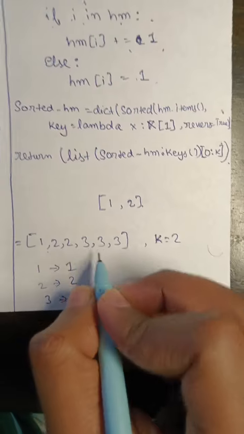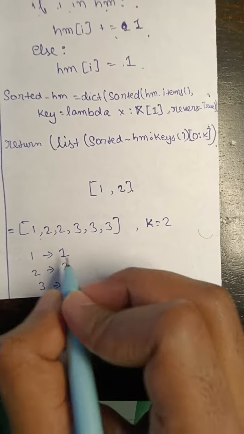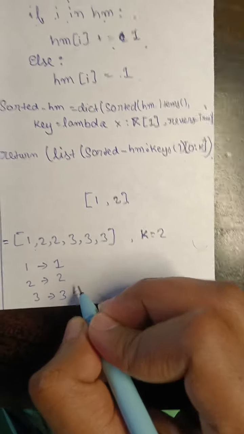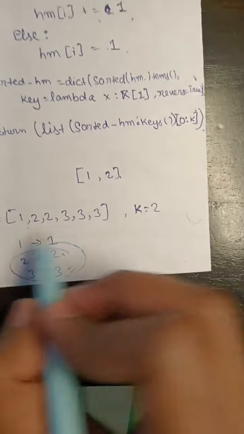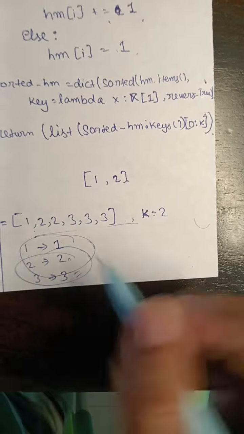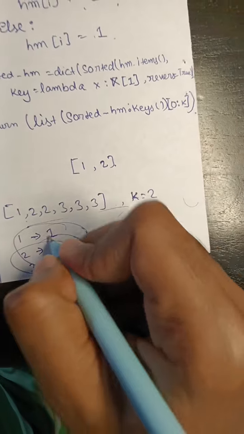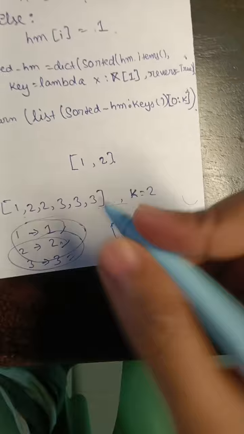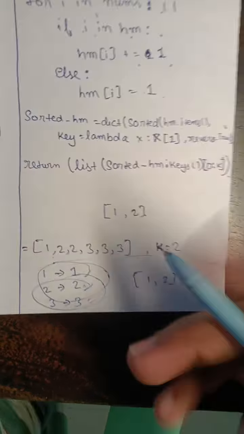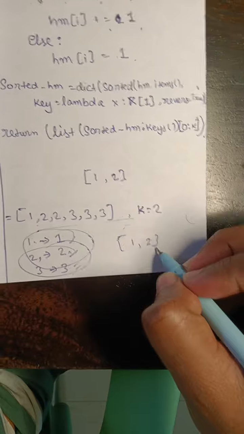Why do we need to sort this? Suppose we are getting an input like this, which has 1 2 2 3 3 3, in which we need to return the k highest frequency elements. Means we need to return 2 and 3. But if we do not sort our hash map, it will give our output as 1, 2, because 1 is coming first, then 2. The hash map returns in insertion order, so it will return 1 and 2.